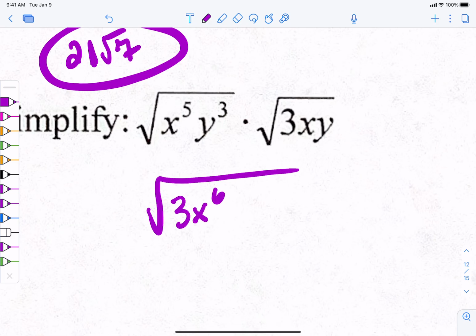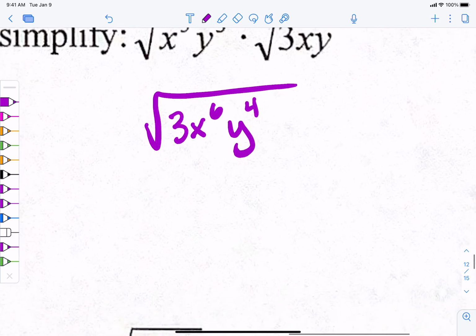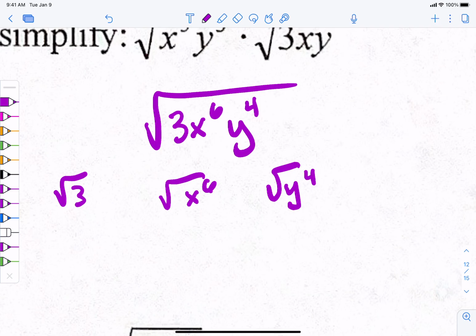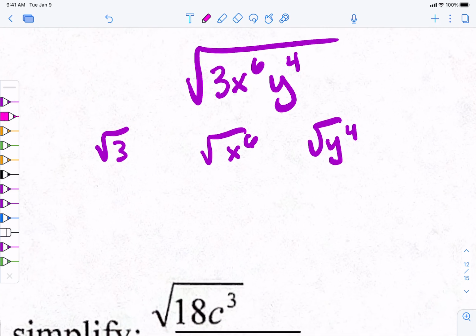3x to the 6th and y to the 4th. Yeah, y to the 4th, okay? And then I break them down. So the square root of 3, and I have the square root of x to the 6th, and I have the square root of y to the 4th. Okay? All right, what about the square root of 3? It stays the same. There's nothing you can do but just leave it as the square root of 3.